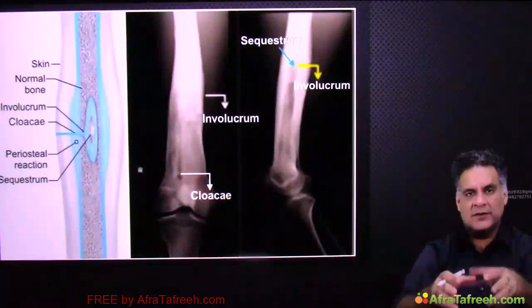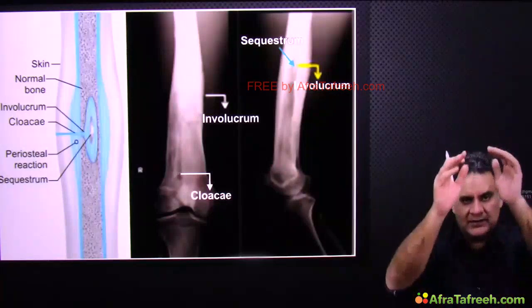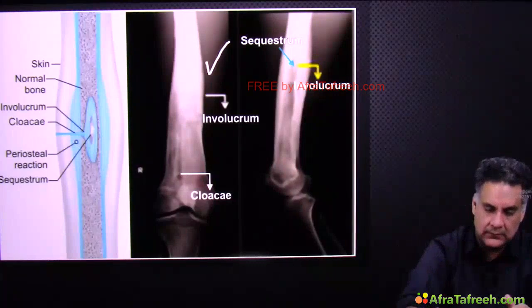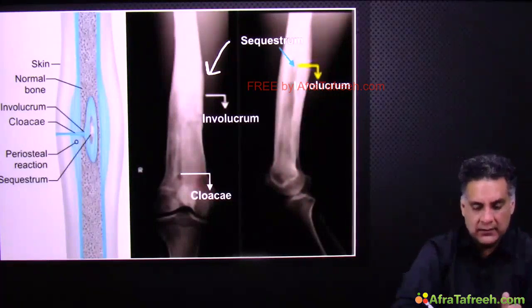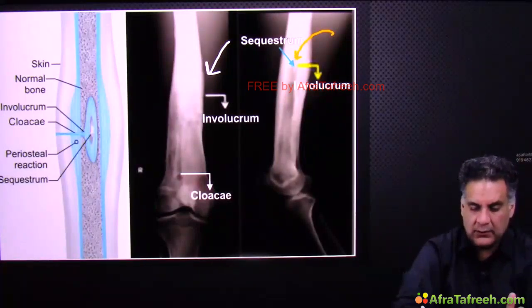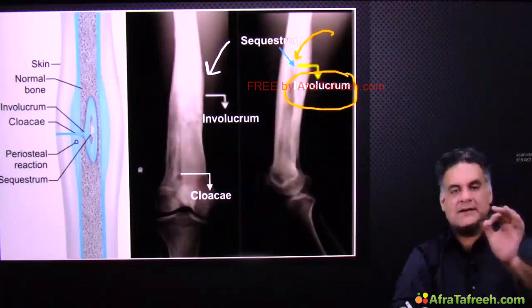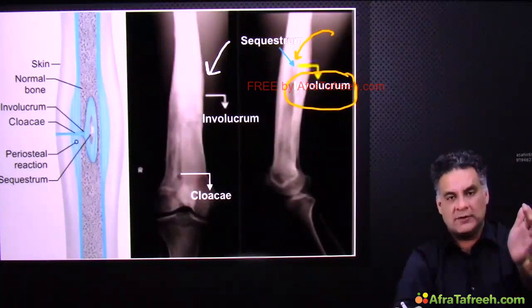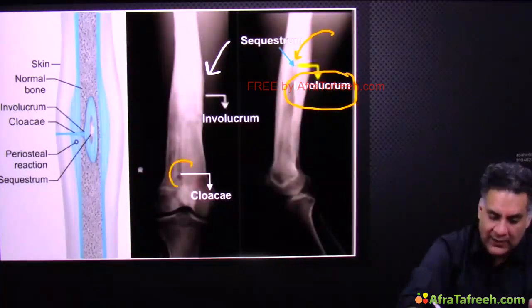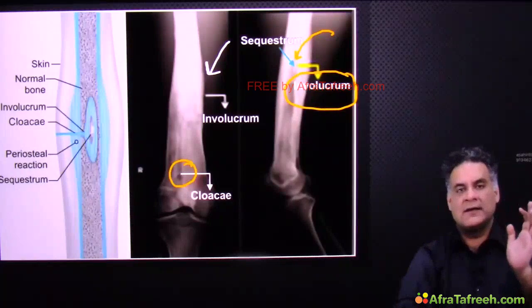What I have just drawn, I am showing here. You can see here in the center, the bone is deformed. You have a sequestrum in the center of the bone, surrounded by involucrum. Many a time they throw an arrow on the sequestrum or involucrum to ask you what these parts are, or you can have draining sinuses called the cloacae.